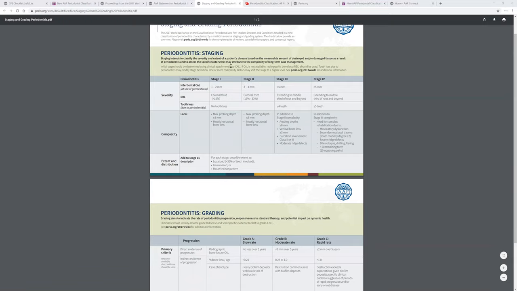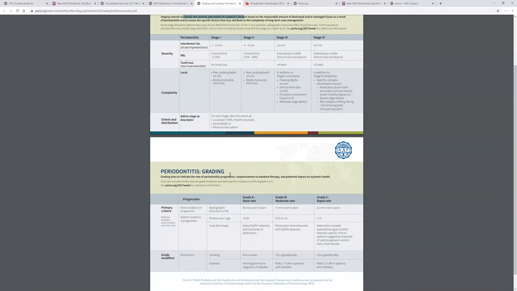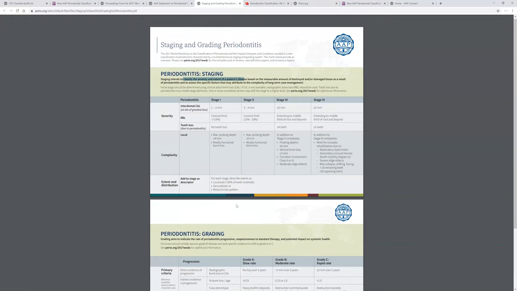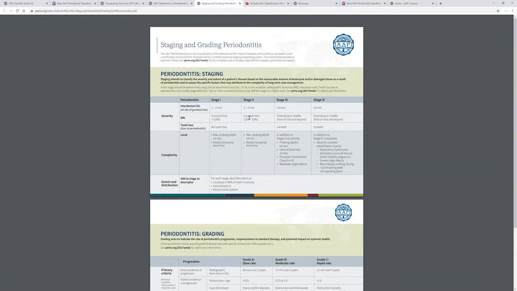So first, you need to look at the different types of staging. So this will actually look at the extent of the patient's overall disease and their tissue, okay? So this looks at the extent. Grading, on the other hand, says, okay, now that we know the extent, how is that extent moving forward? Is it getting better? Is it getting worse? Is it getting worse but slowly, or is it getting worse quickly? So we need to look at both of them. But first, we need to look at the first step.